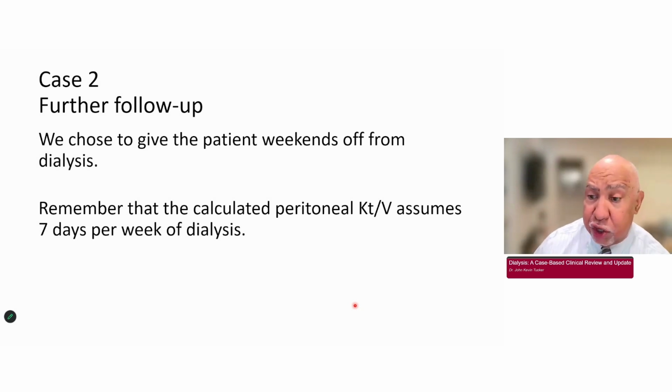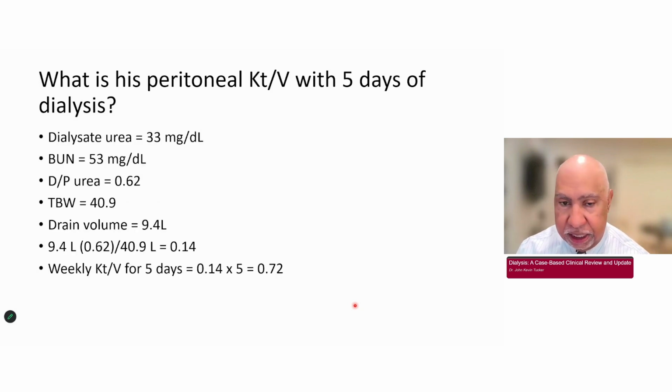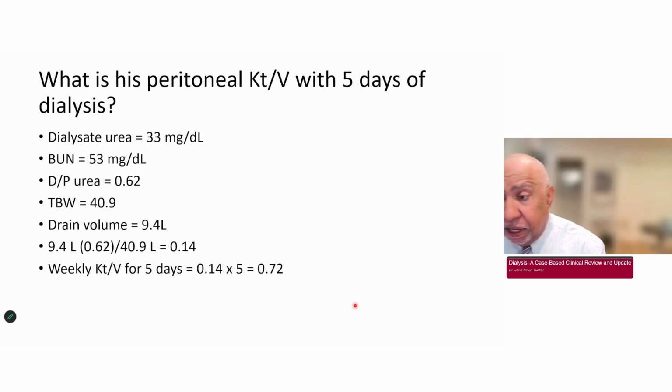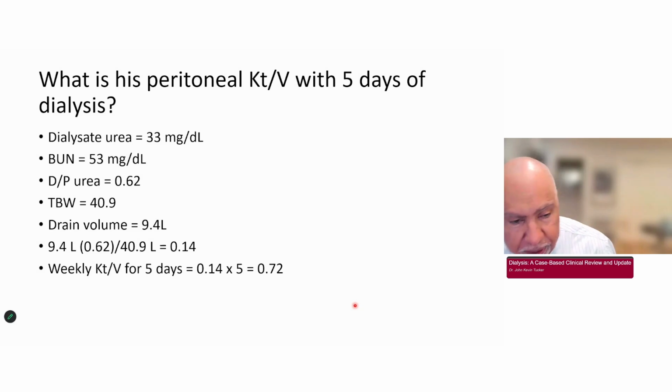So we chose to give the patient weekends free from dialysis. When you do that, you have to remember that the calculated peritoneal KT/V that your dialysis company is going to give you assumes 7 days per week of dialysis. So we need to calculate what his KT/V is with 5 days of dialysis. In order to do that, you need to know what the dialysate urea is, what the BUN is, and then calculate the D/P urea. You need to know what his total body water is, and you need to know what the drain volume is.